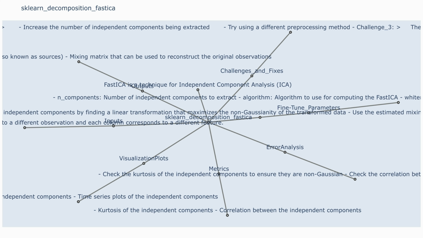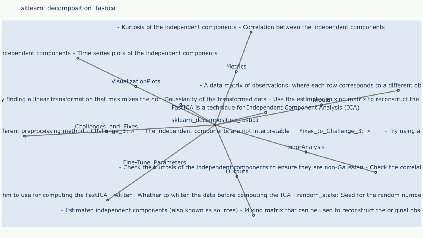sklearn.decomposition.FastICA. Explain in detail. FastICA is an algorithm for independent component analysis. ICA is a statistical method for separating a multivariate signal into a set of independent components. It is based on the idea that the observed data is a linear combination of underlying independent sources. The goal of ICA is to recover the original sources from the observed data.